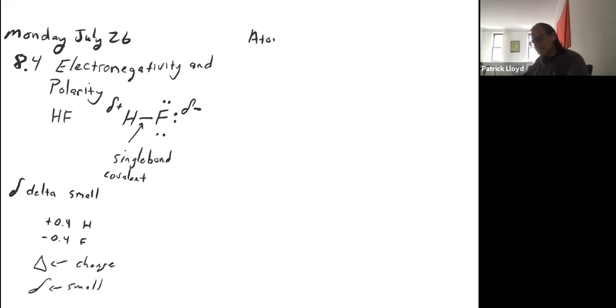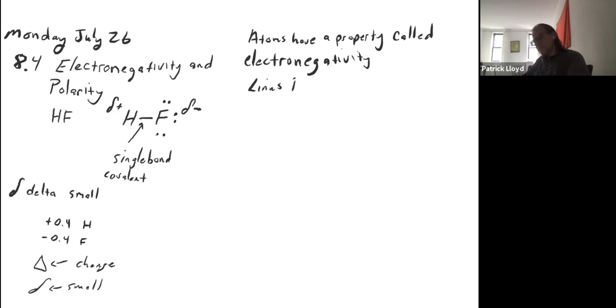Atoms have a property called electronegativity. And we give credit to Linus Pauling, who back in the 1930s worked on this issue. And in a moment, we'll look at what's called an electronegativity chart. And it's often referred to as the Pauling electronegativity chart based on his work with that science, okay?